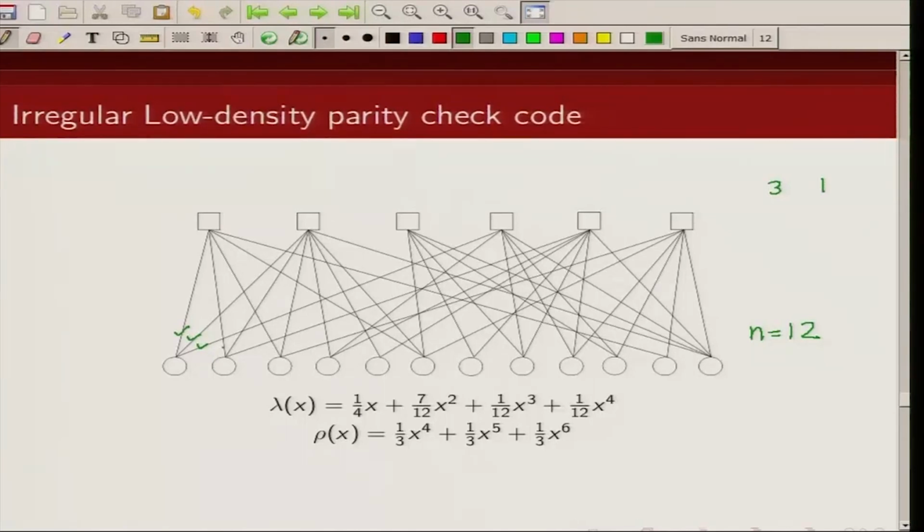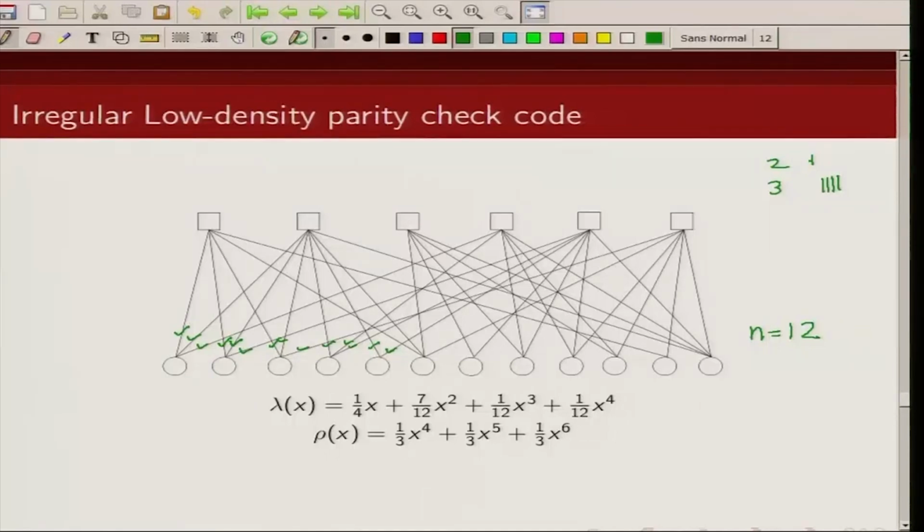What about this? It is participating in 1, 2, 3. So, it is also participating in 3. This is participating in 1, 2, 3. This is participating in 3. This is participating in 1, 2, 3. This is participating in 2, 1, 2. So, there is one node which is participating in 2.